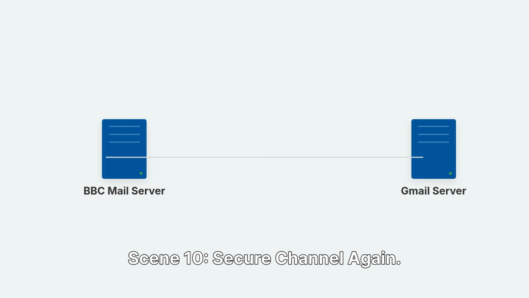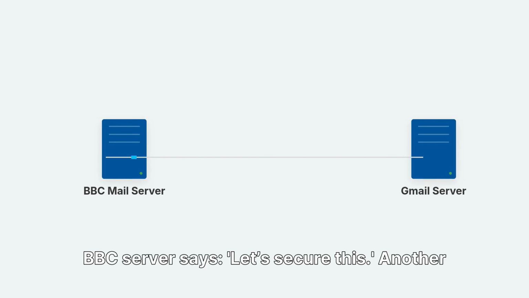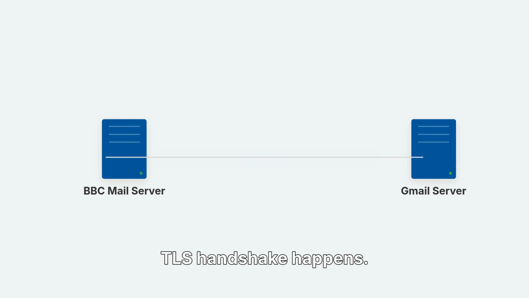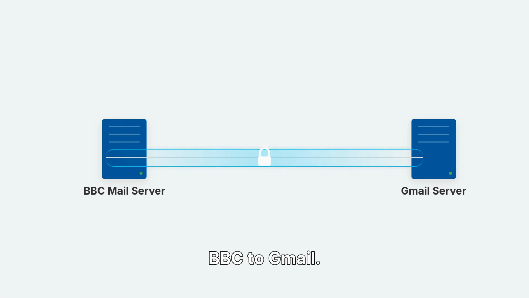Scene 10. Secure channel again. BBC server says, let's secure this. Another TLS handshake happens. Now the email is sent securely from BBC to Gmail.